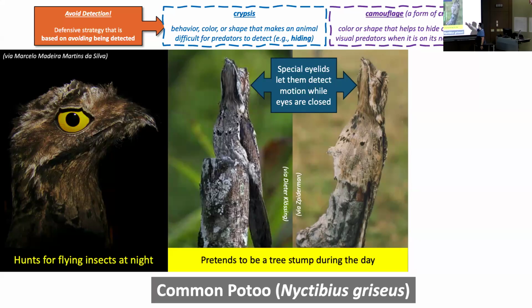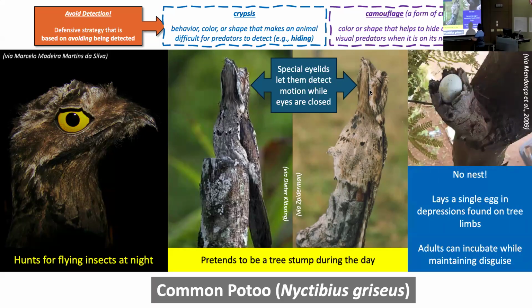But the other crazy thing about this is the way it reproduces has also been shaped by mimicry. Because if this is how it has to sit during the day, well, how the heck is it going to maintain a nest, right? So what has it done with that? Well, they lay their eggs in a similar way. So they will find a broken tree branch and they only lay one egg.